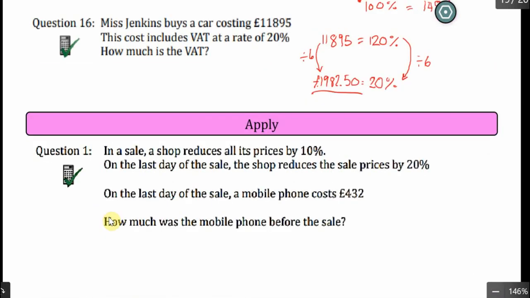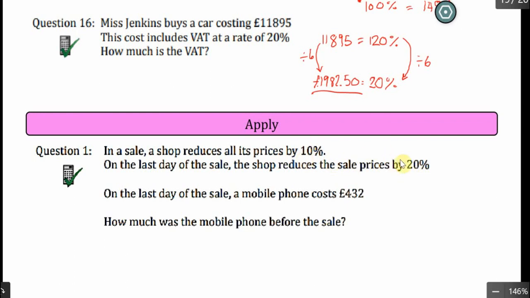And we've got some applied questions now. Seems like all of these are applied questions really, but there we go. In a sale, a shop reduces all its prices by 10%. On the last day of the sale, the shop reduces the sale prices by 20%. On the last day of the sale, a mobile phone costs £432. How much was it before the sale? So they've had an initial sale and then they've made the sale even better. Now, don't just add these together. This is not an overall reduction of 30%.